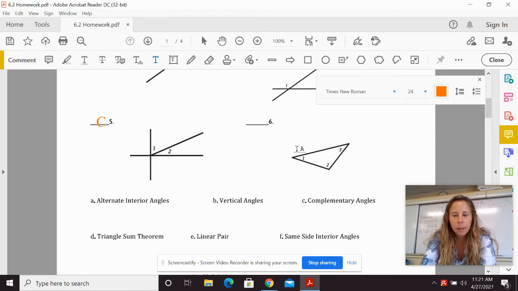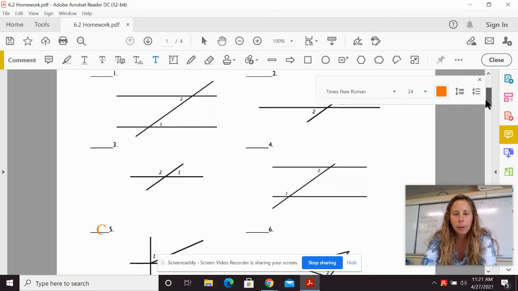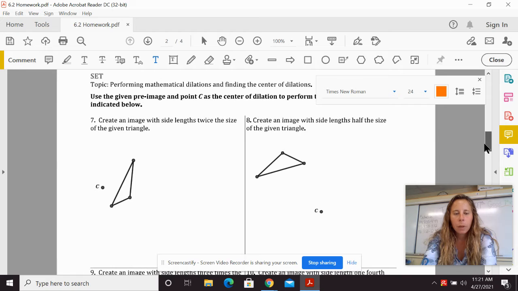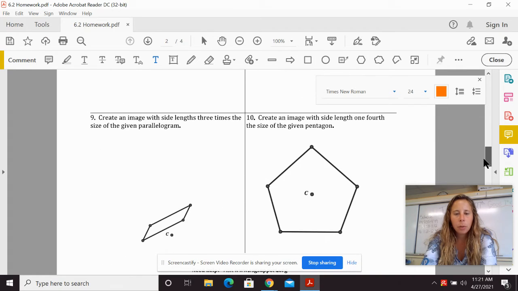What else? Same side interior, linear pair, they form a straight line. Triangle sum theorem, they add up to 180. Yeah, I think you guys will be okay on those. All right, 7 through 10.